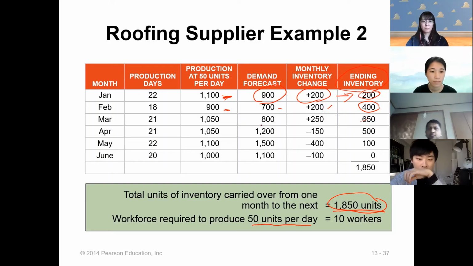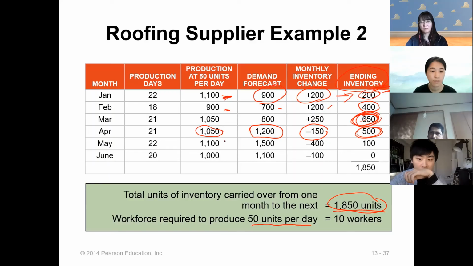And you do the same for the rest, this is 350. But in April, you can only produce 1,050 and your demand is 1,200. So there is a minus 150. That means you need to use this up. So that's why it becomes 500. 650 minus 150 becomes 500, because this is called the ending inventory.